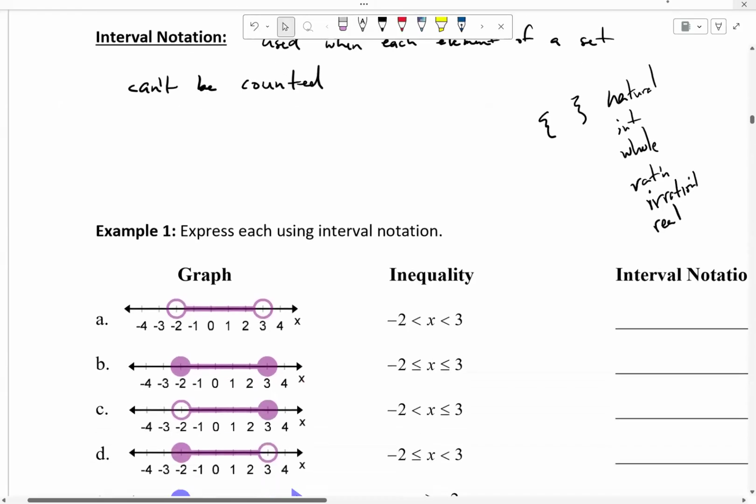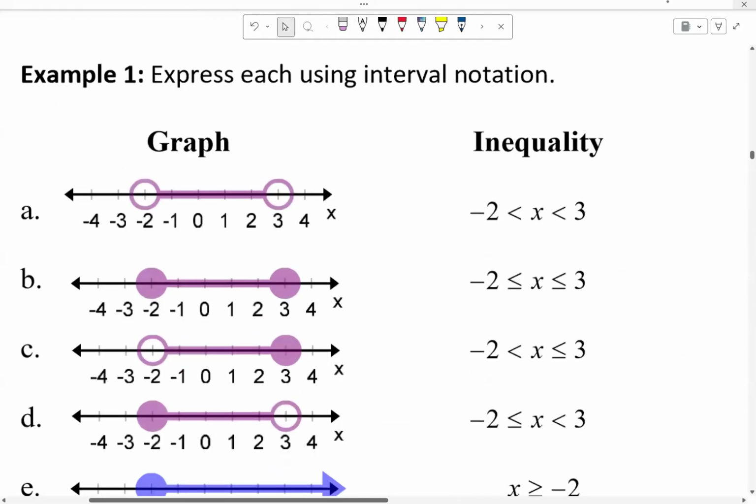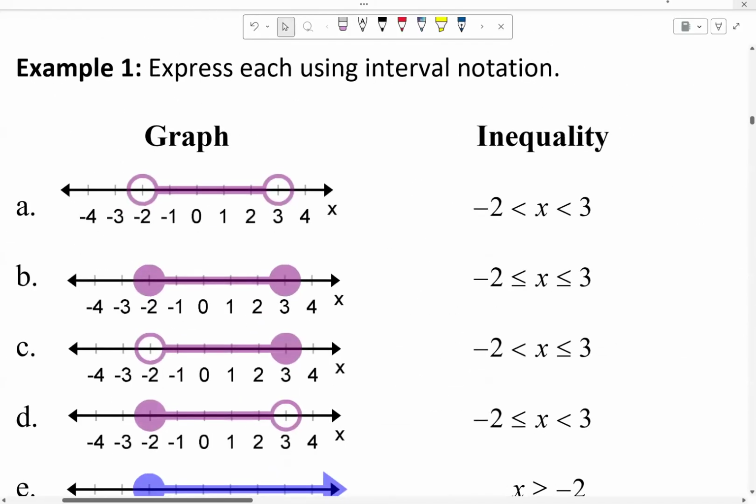Okay, today we're using interval notation. How many numbers are between -2 and 3? Would you check with your neighbor quietly? How many numbers are between -2 and 3?